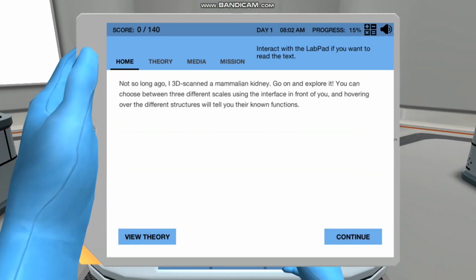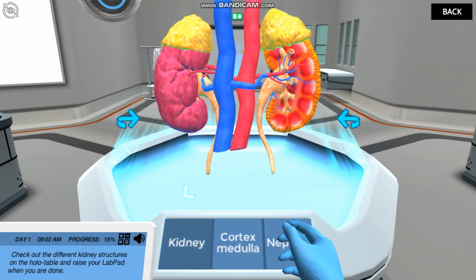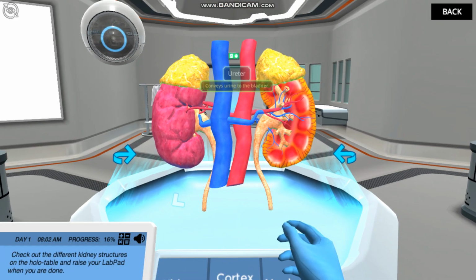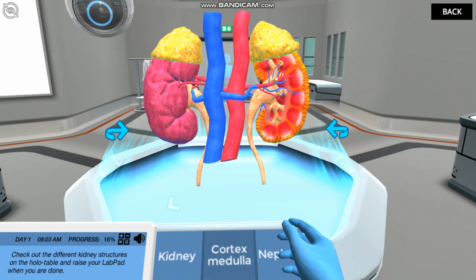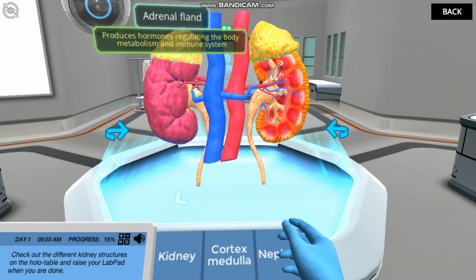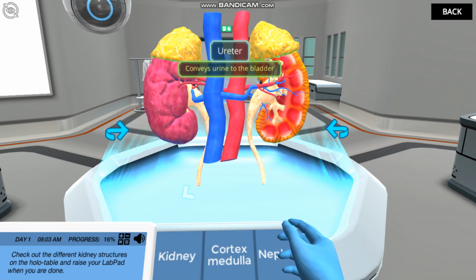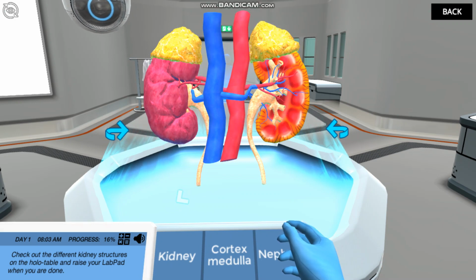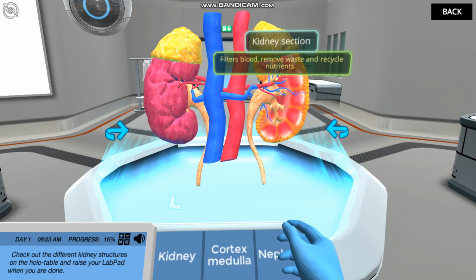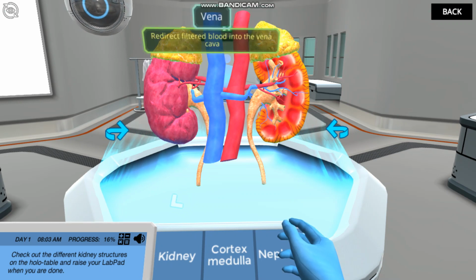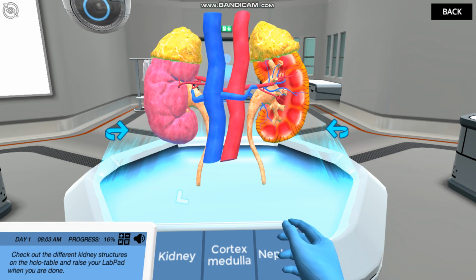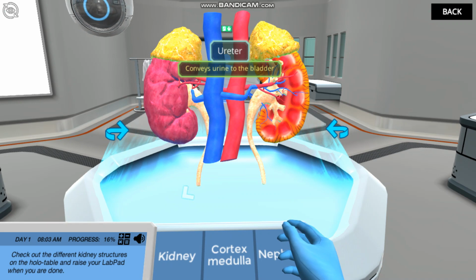Not so long ago, I 3D scanned a mammalian kidney. Check out the different kidney structures on the hollow table and raise your lab pad when you are done. Click on the lab pad for more information.